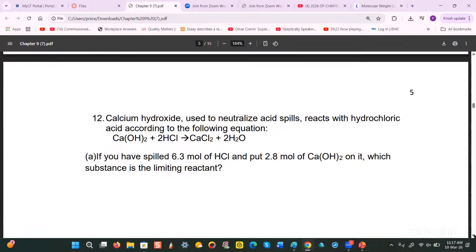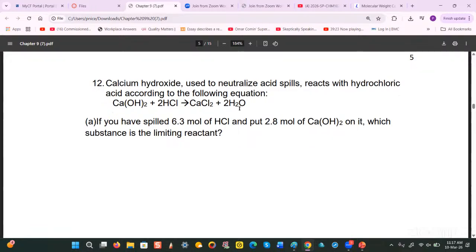So let's look at question number 12. It gives you the balanced equation, and it says if you have spilled 6.3 moles of hydrochloric acid and put 2.8 moles of calcium hydroxide on it, which substance is the limiting reactant? The way you figure out the limiting reactant is you start off with each reactant. I'm going to start off with the hydrochloric acid, 6.3 moles of HCl, and based on that, you can determine how much of the product you expect to get. You could focus on either product, but I'll be focusing on the calcium chloride.